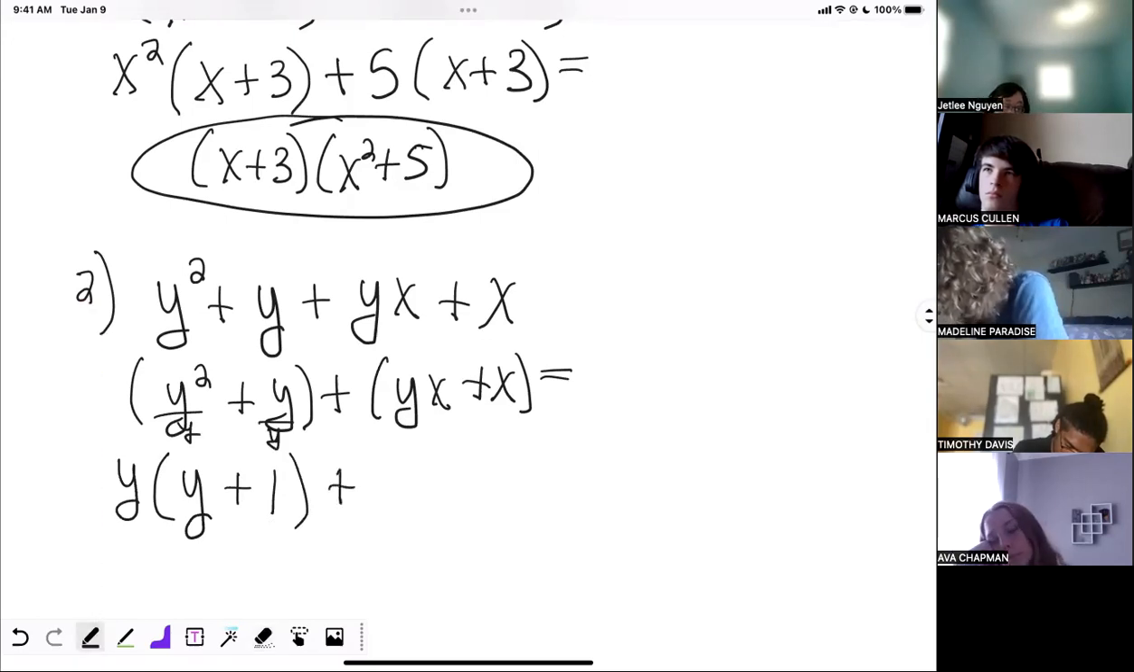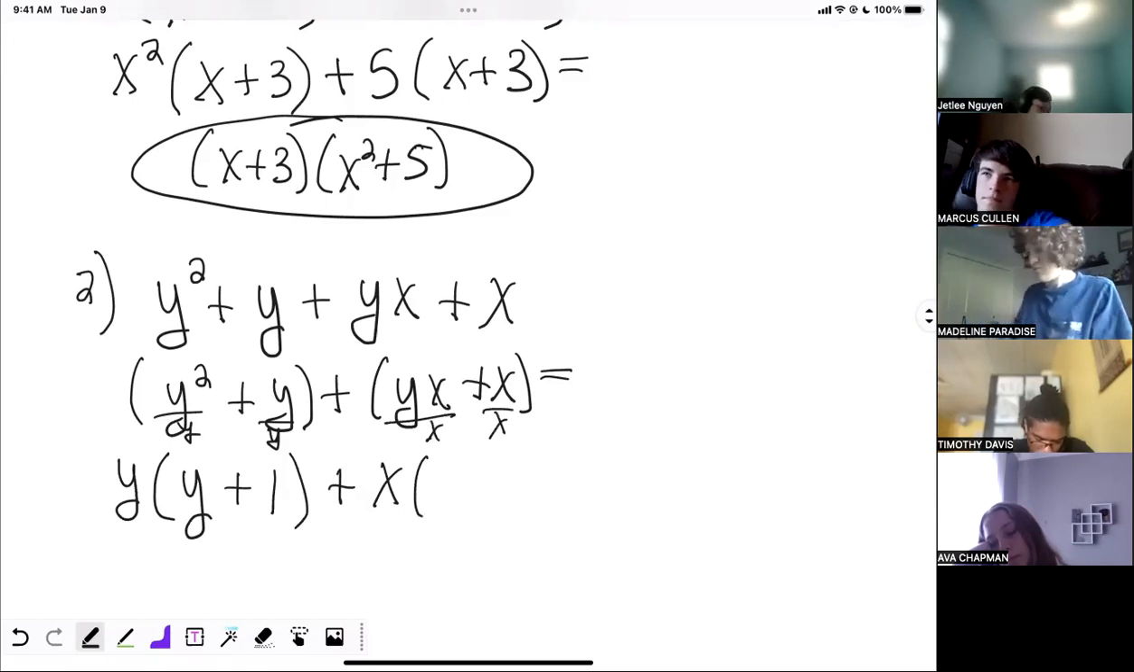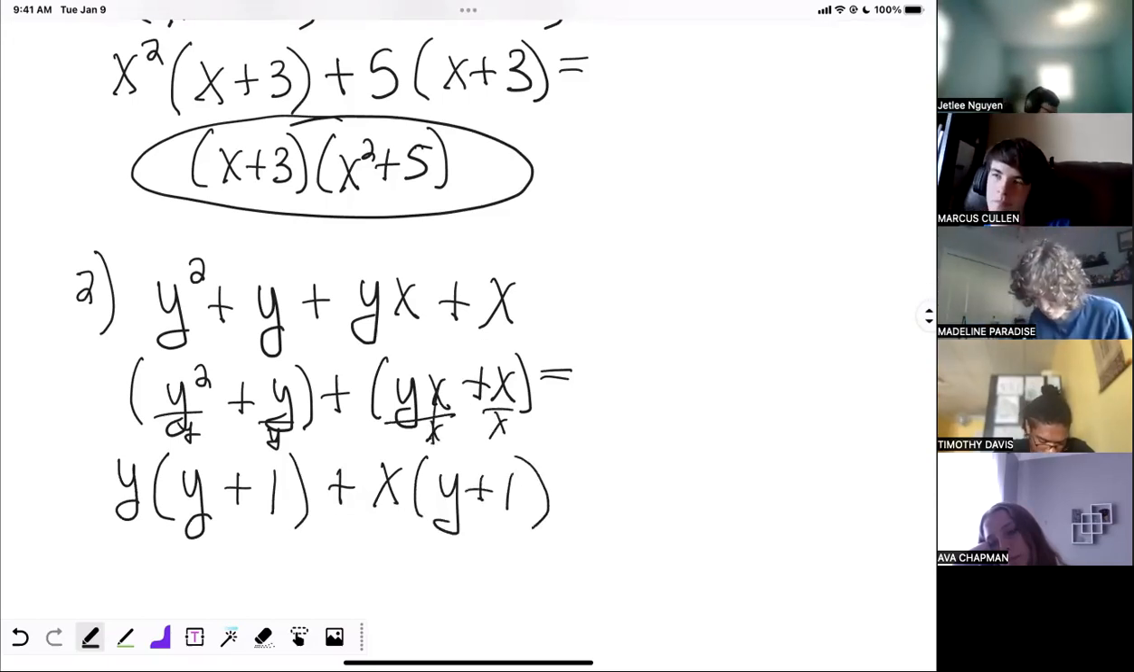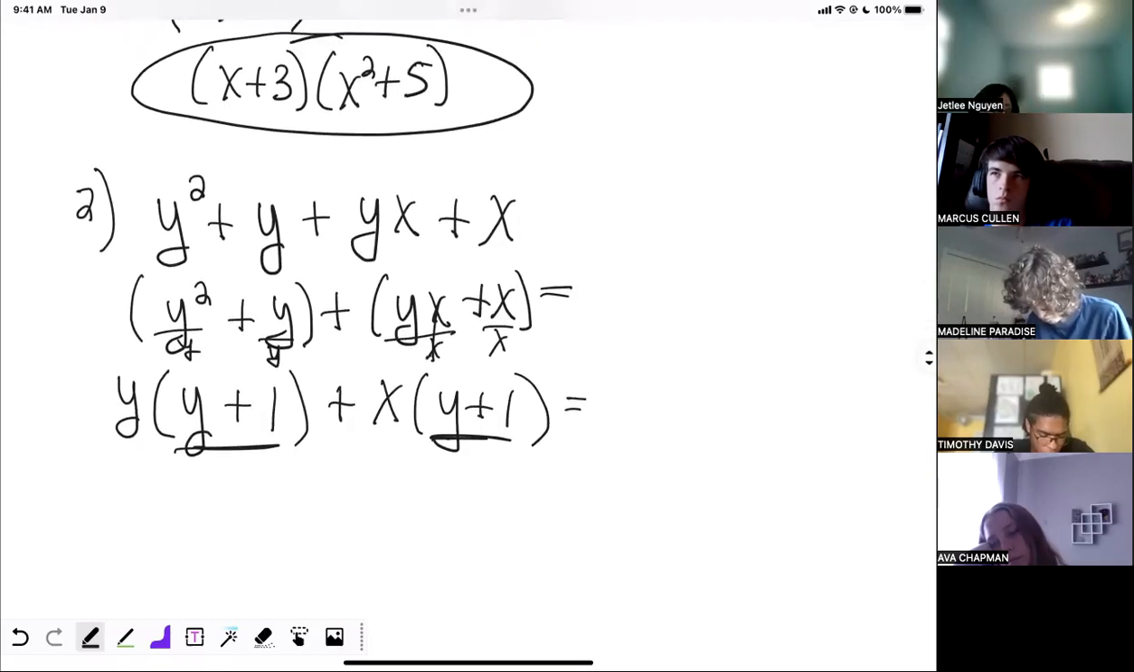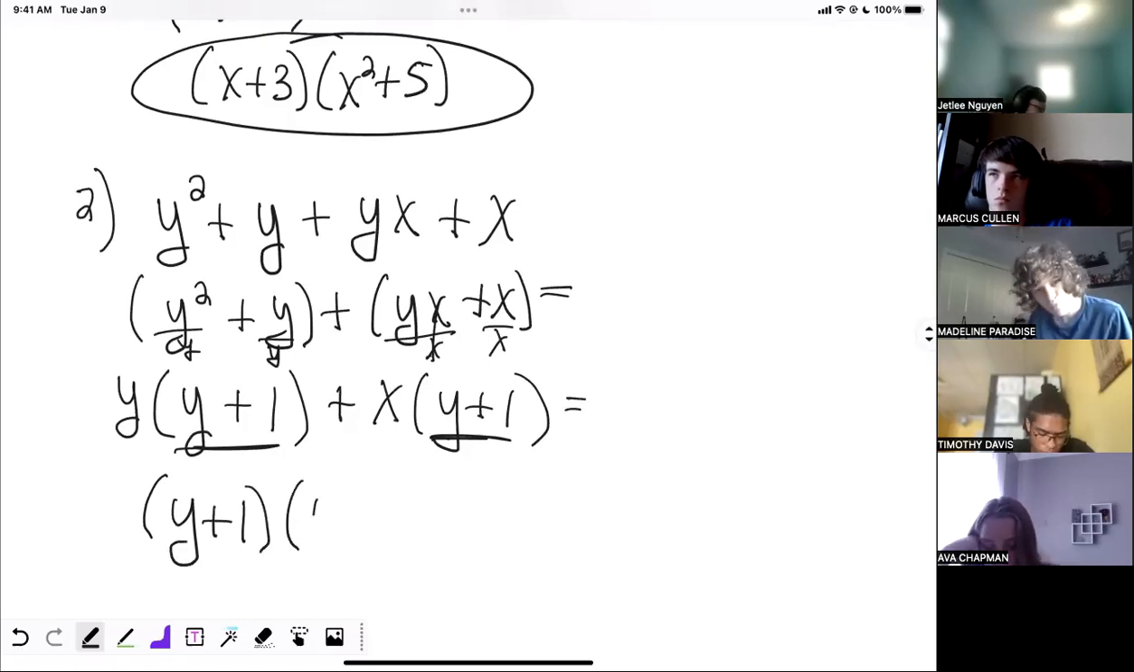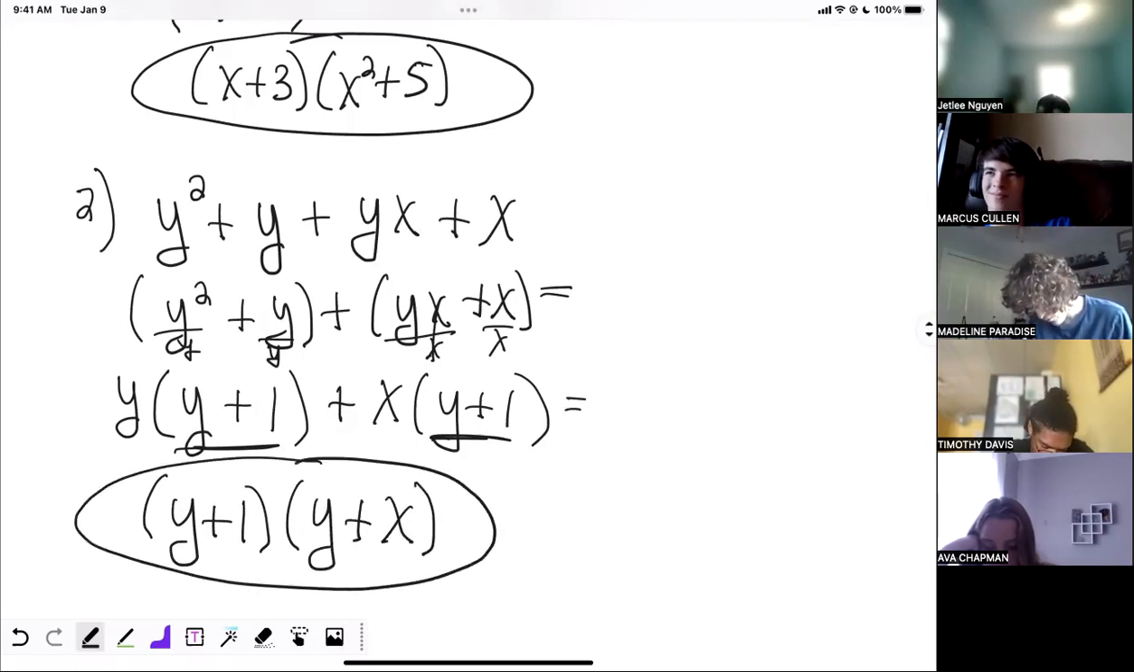And then plus, I can take out an x this time. And if I divide everything by x, I'm left with y plus 1, which is perfect because these 2 have to match. If they don't match, you either did it wrong or you have to rearrange them and try a different way. But they match, so we're perfect. Hey, what do they both share? Y plus 1. What is left behind? Y plus x. And when you multiply that through and double distribute or FOIL, you're going to find that you have exactly the right answer because this will pop right back out.